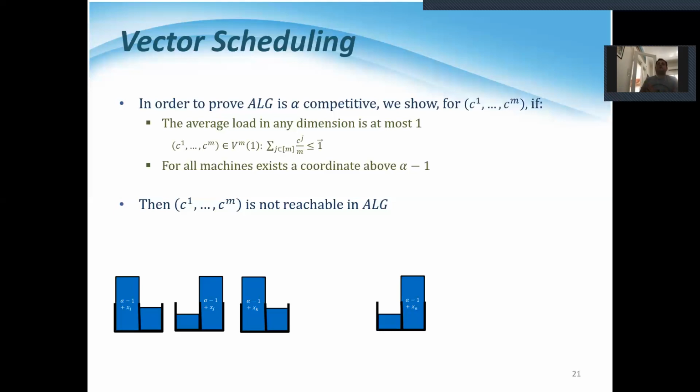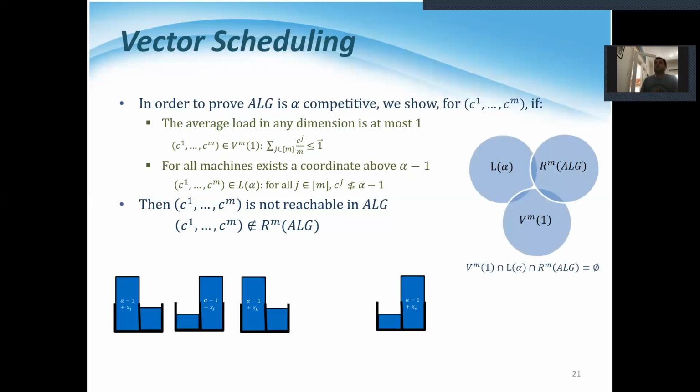So if the average load is at most 1, I would just denote it as VM of 1. And if for all machines there exists a coordinate above alpha minus 1, I denote it as L of alpha. And finally, the reachable space, I denote it as RM of alpha. The only thing that I need to show, so we have 3 sets of configuration, is that the intersection between the 3 sets is empty. By showing it, I will guarantee that the algorithm is indeed alpha competitive.